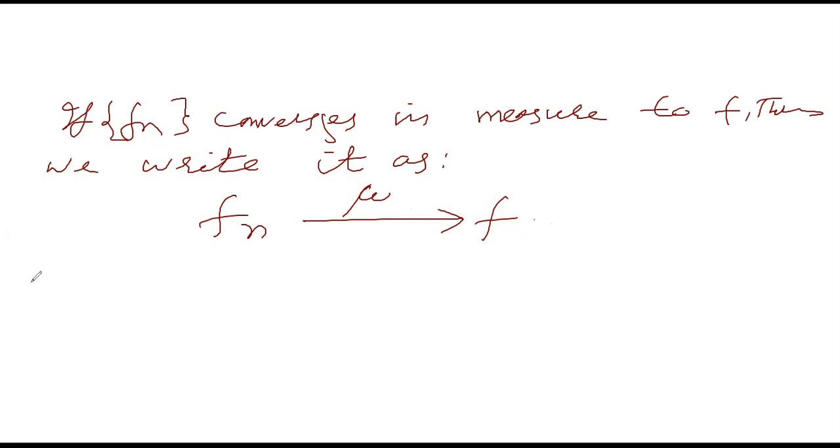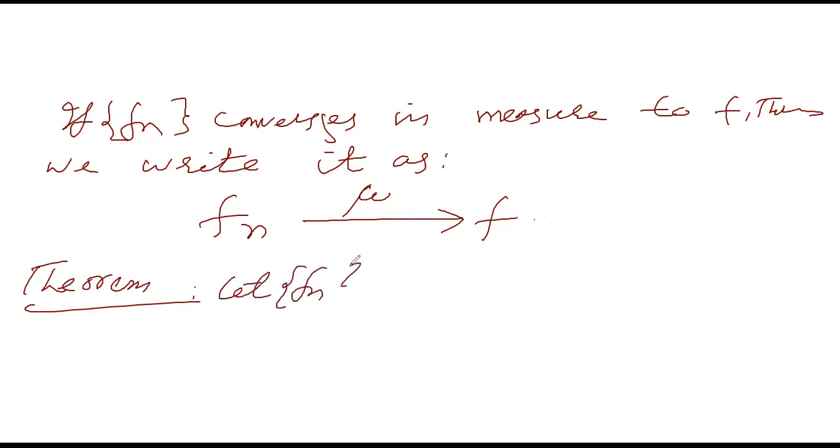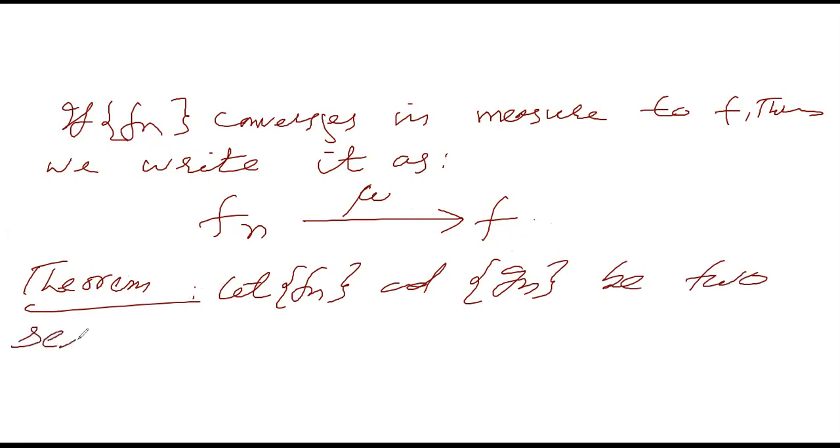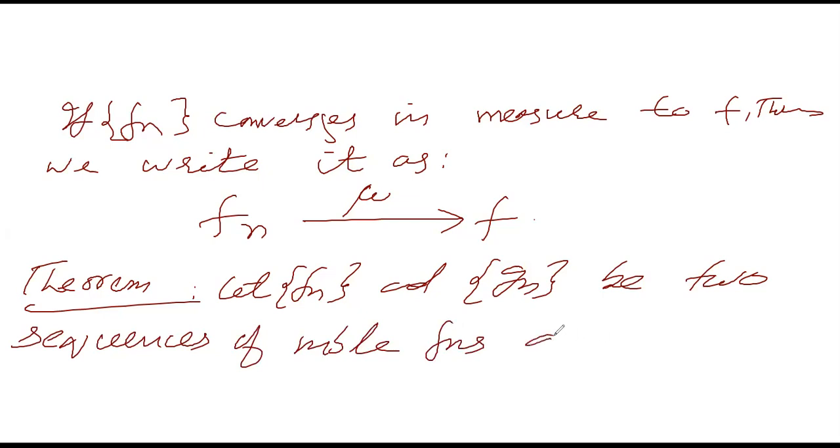Now we have certain properties. The first theorem is: let fn and gn be two sequences of measurable functions, and let f and g be two measurable functions, f and g belonging to M.